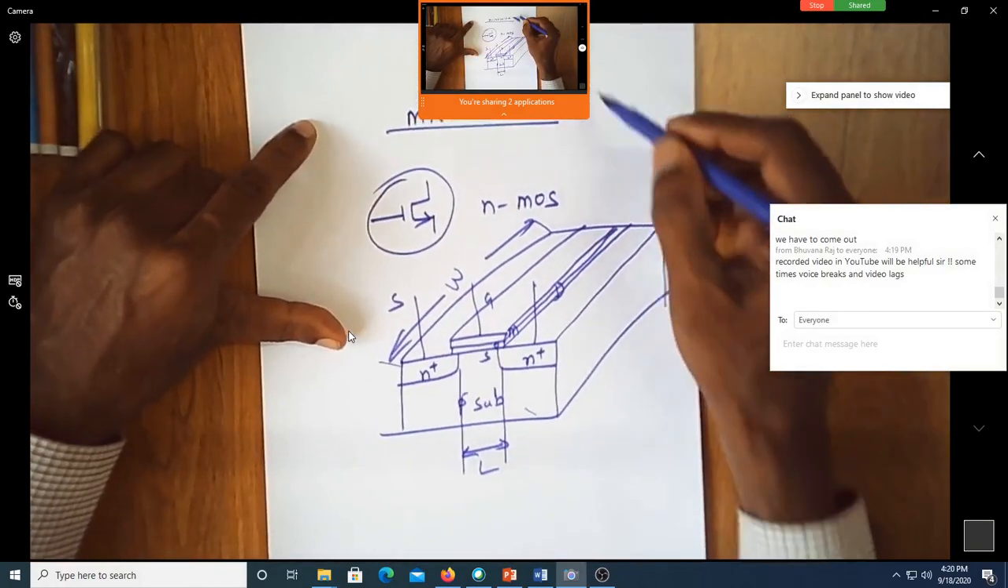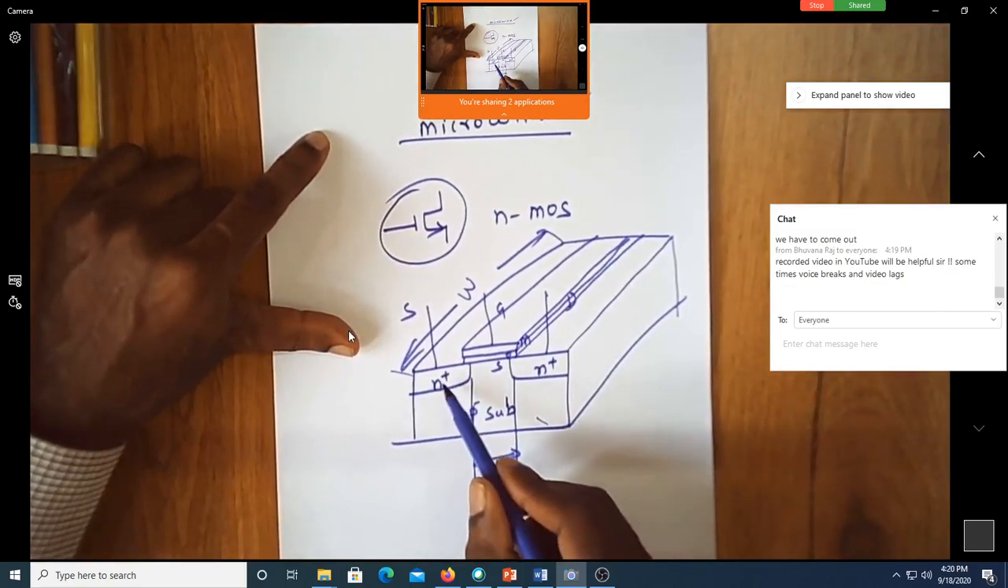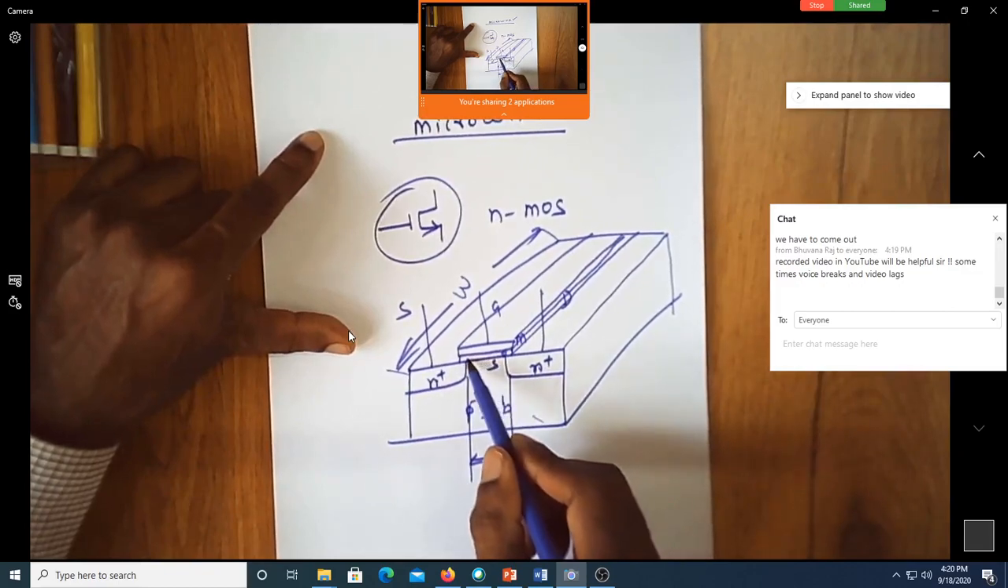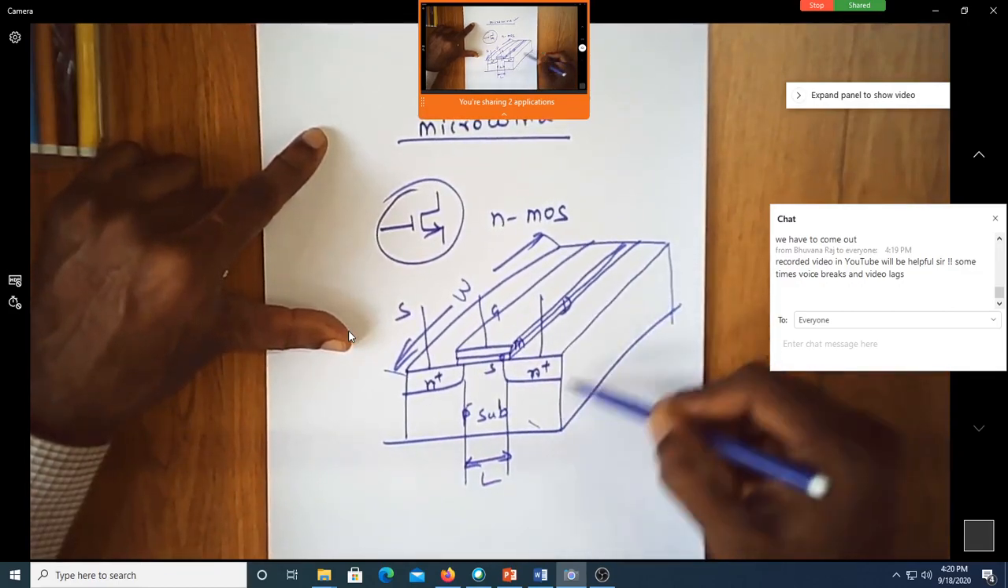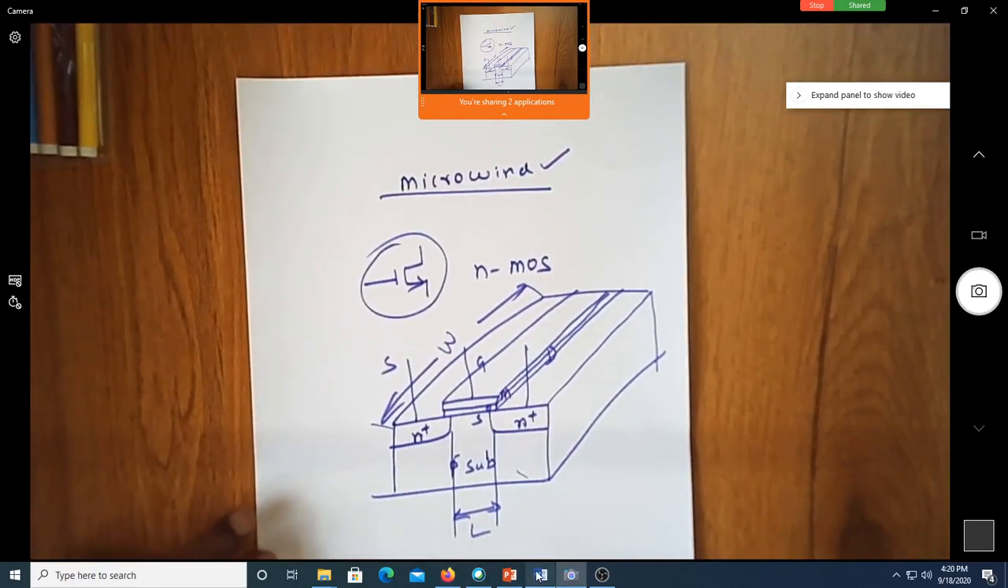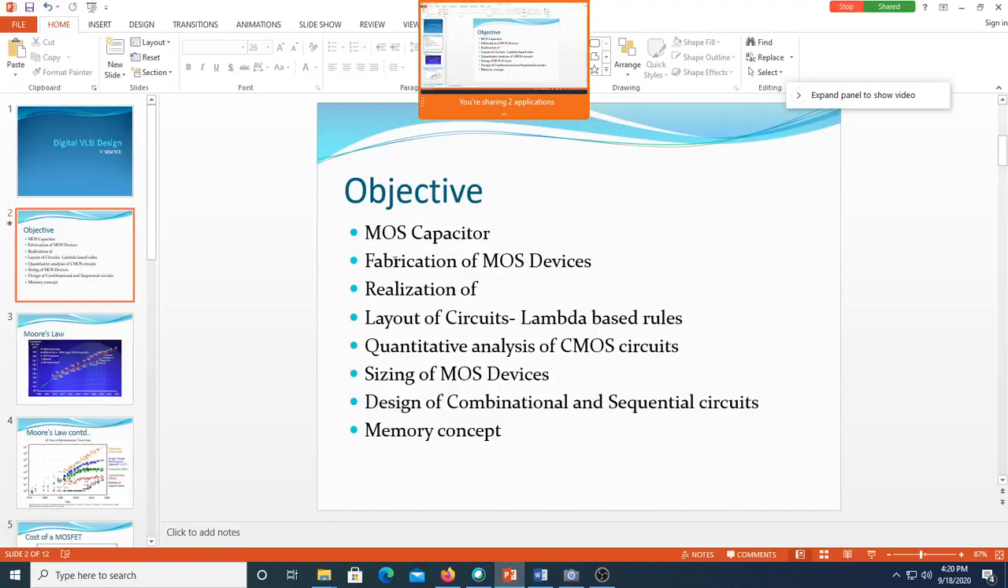In this Microwind, you can do all these things. You can diffuse a source, you can have a diffusion of the drain, you can have a gate of specified length, you can have a transistor of required dimension. These are the things that are possible in this Microwind software. You can see fabrication of MOS and realization of digital circuits. You can realize any digital circuits.